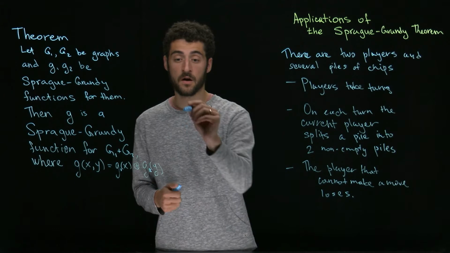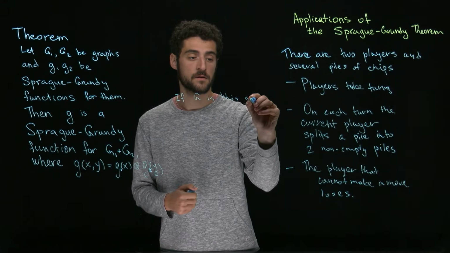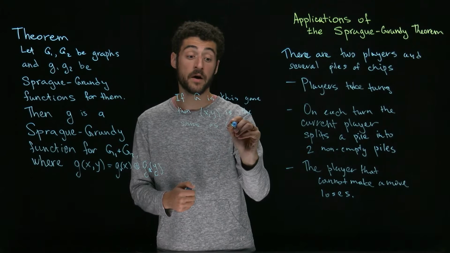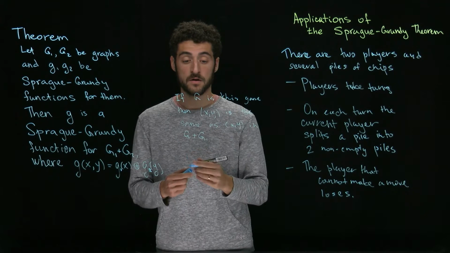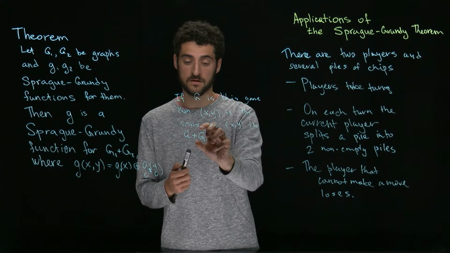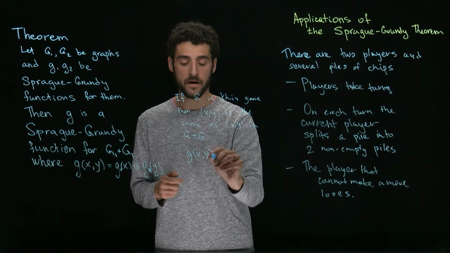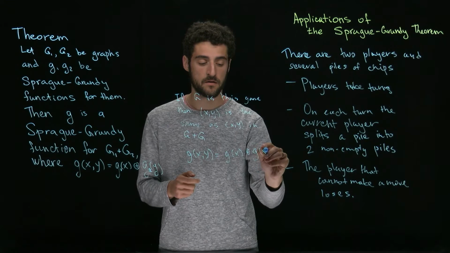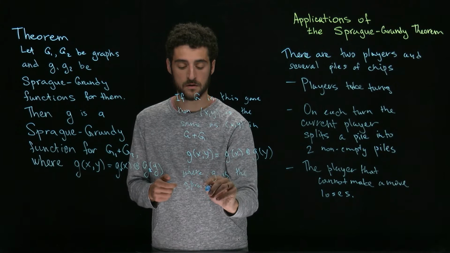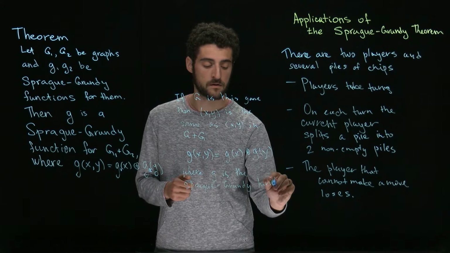The key observation here is that if G is this game, then the position (x, y) is the same as (x, y) in the sum of G and itself. Indeed, every move we make with the first pile we could just make in the first instance of the game, and every move we do with the second pile we can do with y in the second instance of the game. Therefore, g of (x, y) is the same as g of x XOR g of y, where g is the Sprague-Grundy function for capital G.